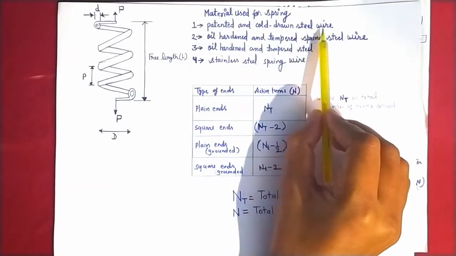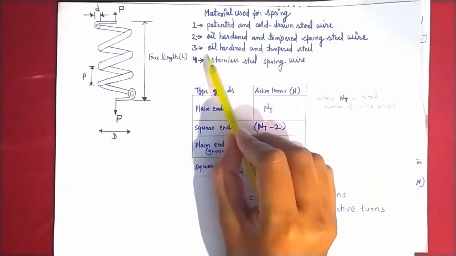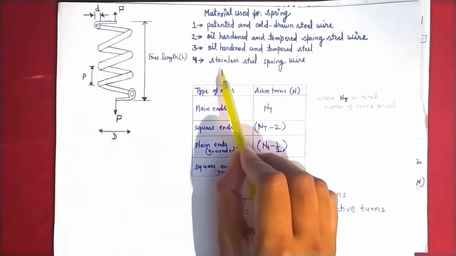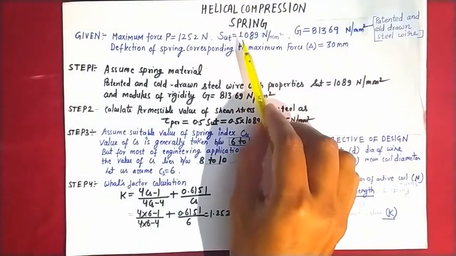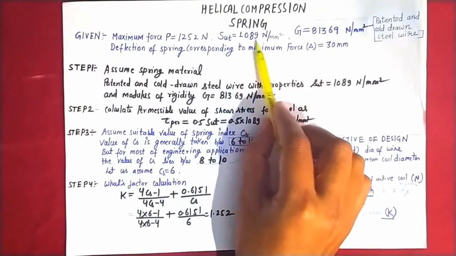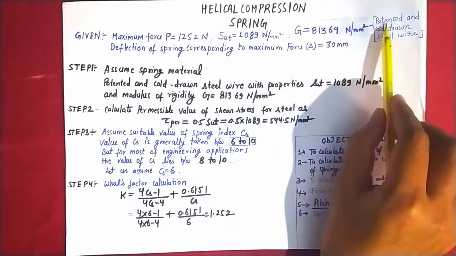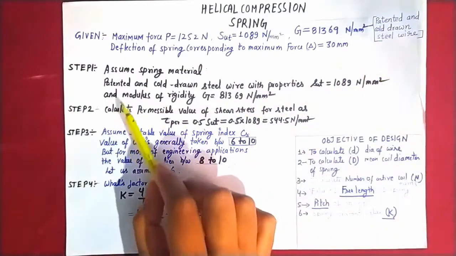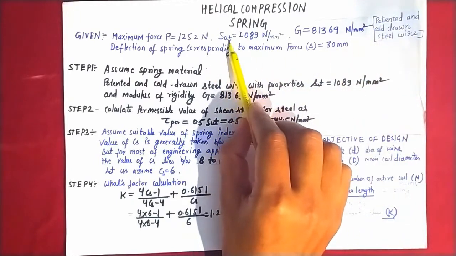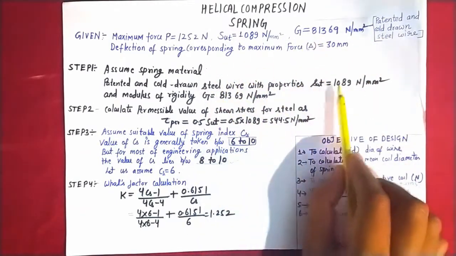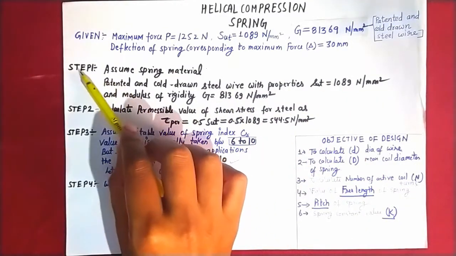Patented and cold drawn steel wire can be used for material of the spring. Also oil hardened and tempered steel wire can be used. Stainless steel spring wire can also be used, and their properties can be taken from the design data book, that is the ultimate tensile strength and the modulus of rigidity. But here in the problem, patented and cold drawn steel wire is given to us, so we will use the properties of this wire, the ultimate tensile strength and modulus of rigidity, which are this much and this much. So the first step is the material selection.